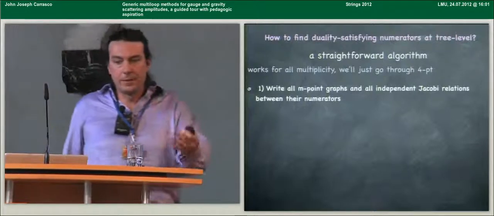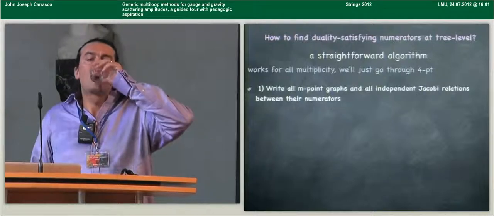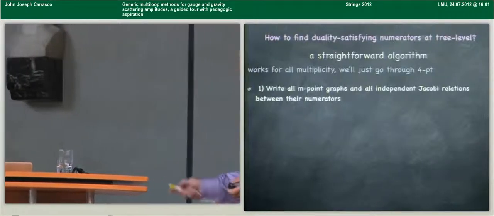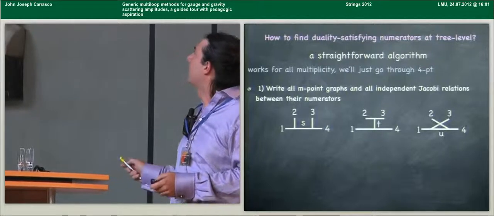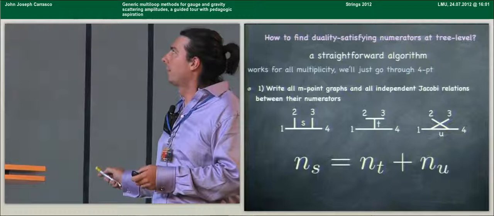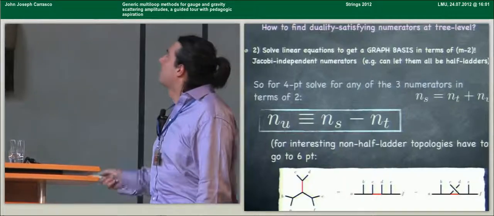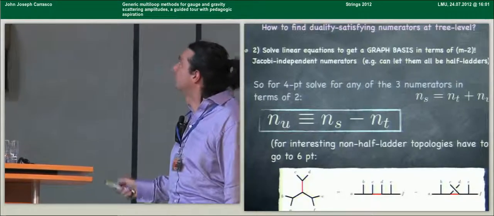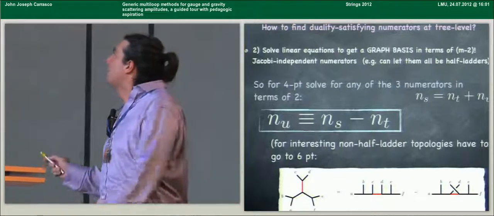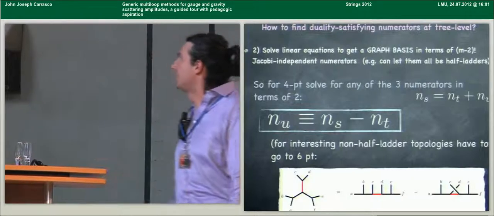Okay, so what I'm going to take you through is a straightforward algorithm for how to find duality-satisfying numerators at tree level. It works for all multiplicity, but we're just going to go through 4-point to get a feeling for how this works. So you write down all n-point graphs and all independent Jacobi relations. Here there are only 3 graphs at 4 points, and there's only one Jacobi relation. You solve the linear equations of the set of Jacobi relations, in this case it's 1, to get a graph basis in terms of the Jacobi-independent numerators. And it turns out you can always let them be a particular topology at tree level, like half ladders. For 4-point we solve and get that the U contribution has to be the S contribution minus the T contribution.